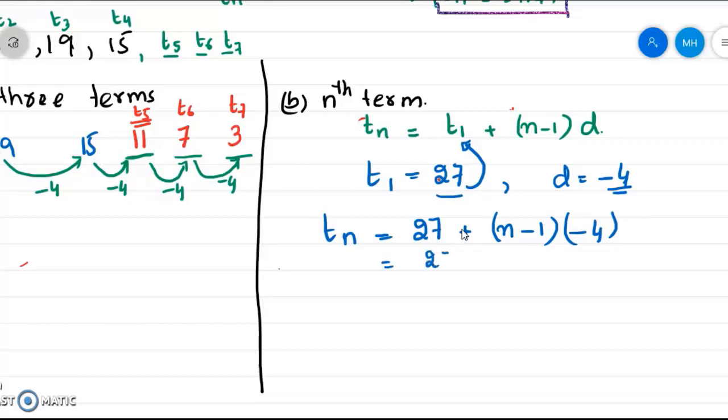Now 27 plus, you have to multiply it. Minus 4n, minus times minus will give you plus, so it will be 4. So 27 plus 4 will give you 31 minus 4n. So the nth term formula for this sequence is 31 minus 4n.